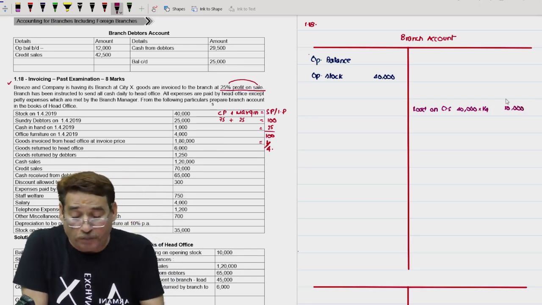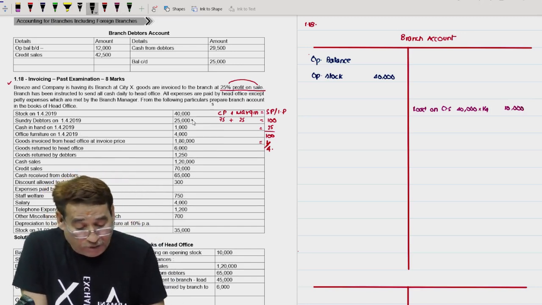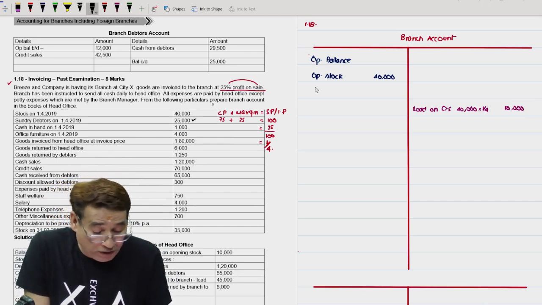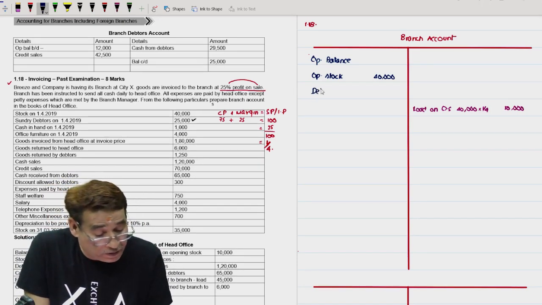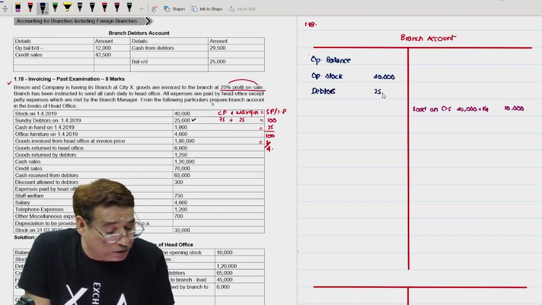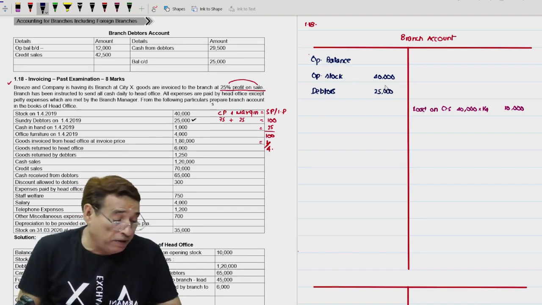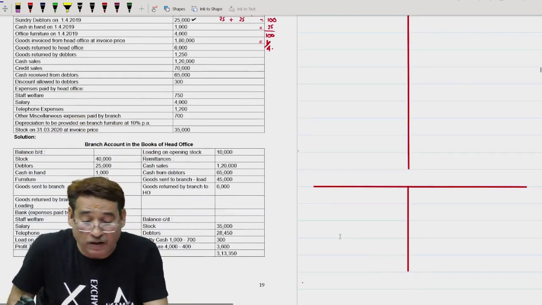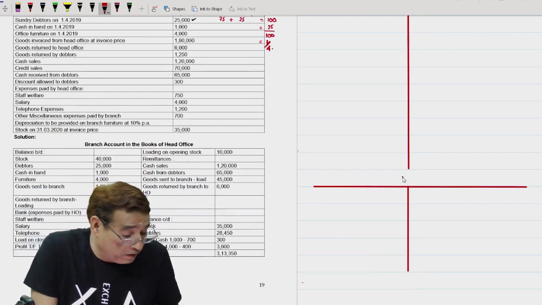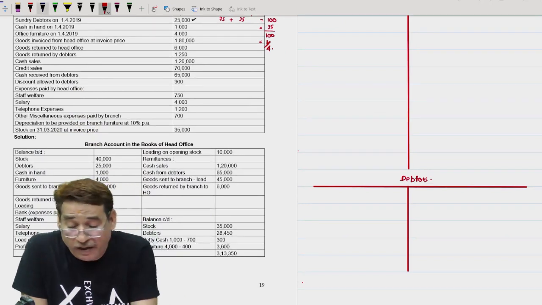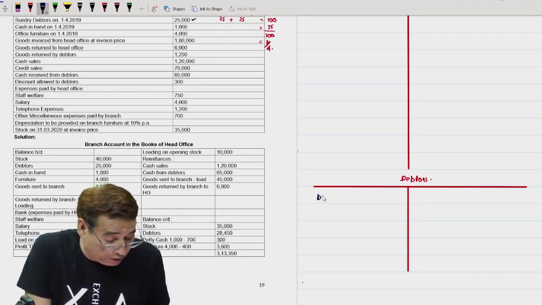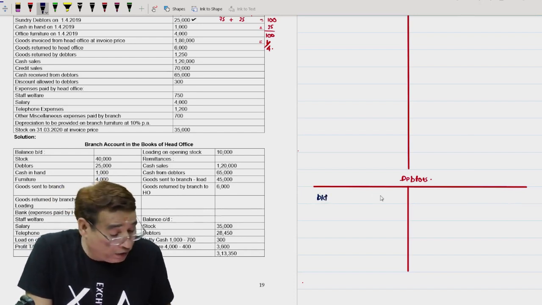So this question should not pose you any difficulty. After that, we have got debtors. So I will write here opening debtors or simply debtors. Debtors is equal to 25,000. So I will write here 25,000. And since we are preparing debtors account also, in the debtors account, first of all, let me write here debtors account. And in the debtors account, let me write here balance brought down. Opening balance of debtors happens to be 25,000. So I will write here 25,000.